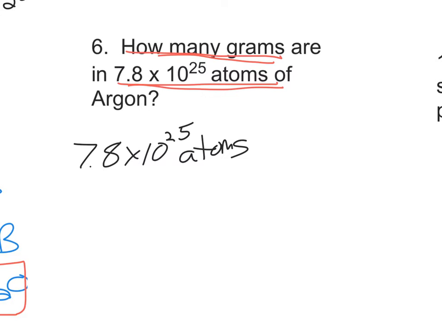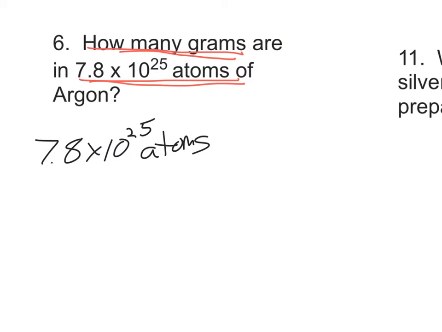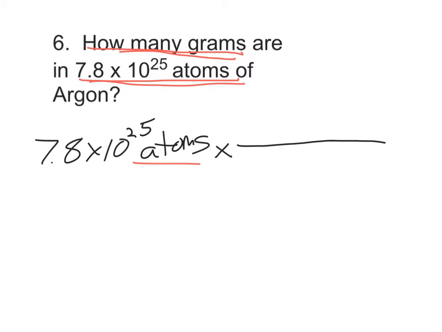When I do this, all of my conversions go the same way. I have this number out front, this 7.8 times 10 to the 25th atoms, and then I multiply that number by a fraction. I take the unit that I start with, the atoms, and I place that unit on the bottom of the fraction. I do this without putting numbers in. I just put that straight up.